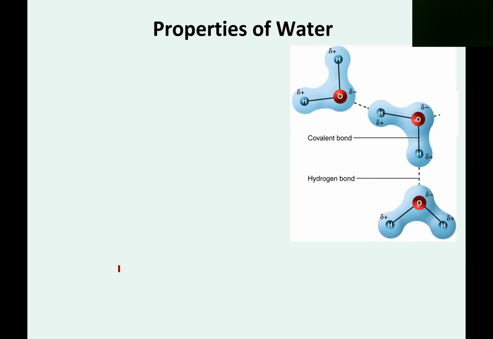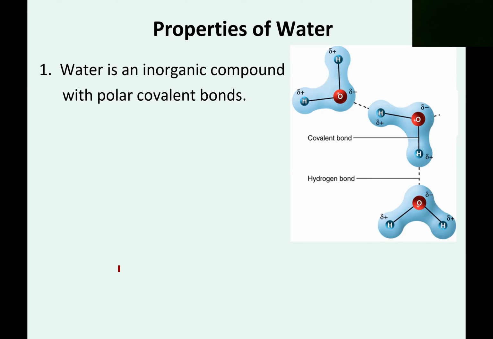The class, as it proceeds, will require us to review and use 3 of those properties, but there are several. So the first property is that water is an inorganic compound with polar covalent bonds. You can see this in the slight charges on the structural formula. Yes, all of that is the first property.